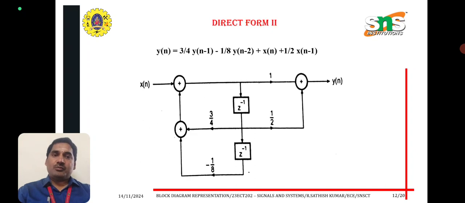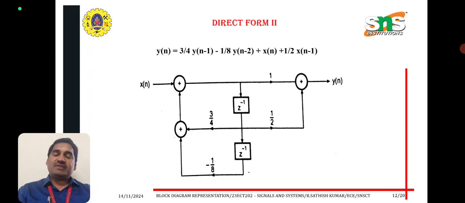Similarly, for direct form 2, y(n) = 3/4 y(n-1) - 1/8 y(n-2) + x(n) + 1/2 x(n-1). The method we can use is Y(z)/X(z) = Y(z)/W(z) into W(z)/X(z). Is it clear? Therefore, the y(n) term can be changed, the x(n) can be changed. Therefore, y(n) is equal to multiplied with 1.